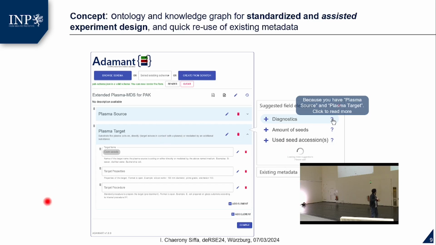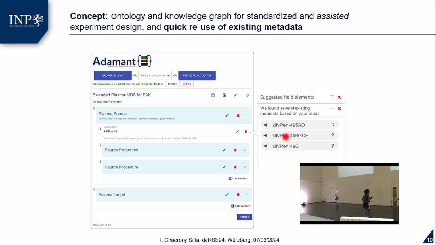And the next is to use your existing metadata. For example, you have a plasma source, device that generates the plasmas. And if you start typing the name of the plasma source, it will already kind of infer whether you mean this device like pen something. And you can also hover around and then have descriptions, and then if you go to this question mark, it will explain why you are being suggested these instances. So these are the concepts regarding the ontology and knowledge graph.